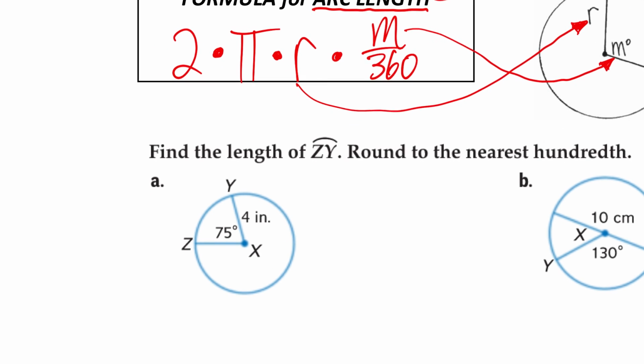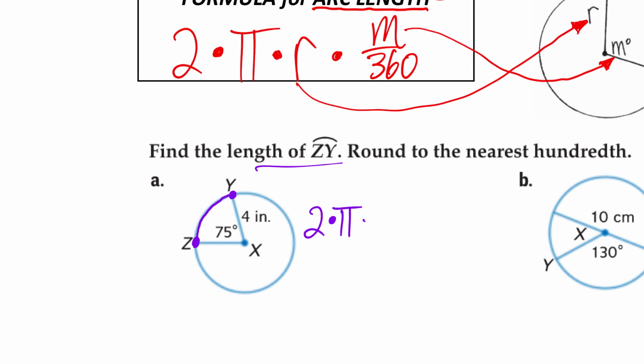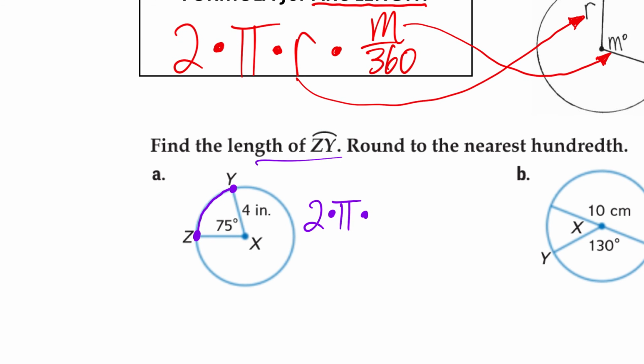So on this first one right here, we want to know the length of ZY. So I want to know how far it is from Z to Y. So we're going to go 2 times pi times, what's the radius on this one? It's 4. Okay, times what's the measurement of the angle that makes it? 75 over 360.